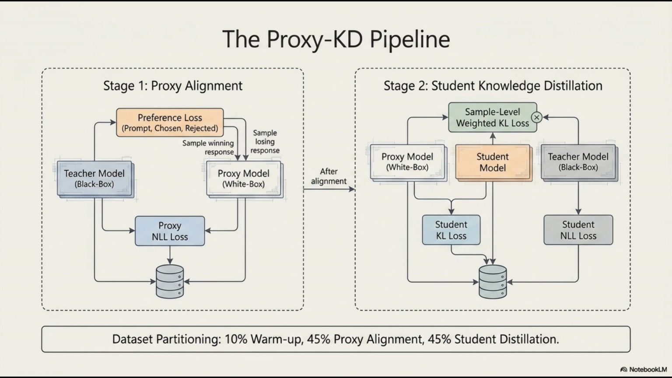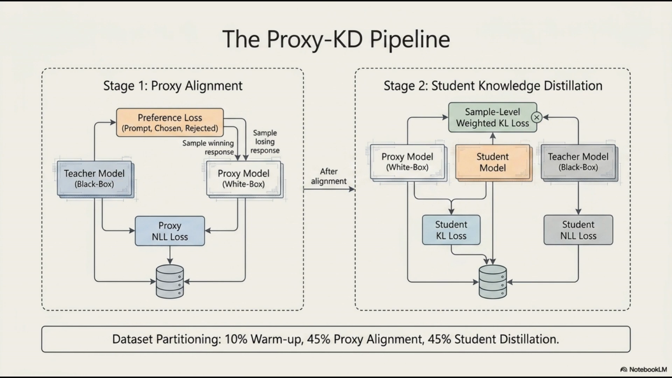Oh, I see. So if it reads the black box teacher's final answer, but its own internal math guesses a completely different reasoning path to get to that answer, it passes that flawed, hallucinated logic down to the student. So it makes up the wrong math for the right answer. Exactly. So the proxy has to be aggressively trained to abandon its own native instincts and adopt the teacher's instincts.